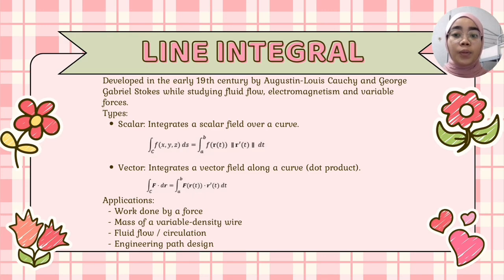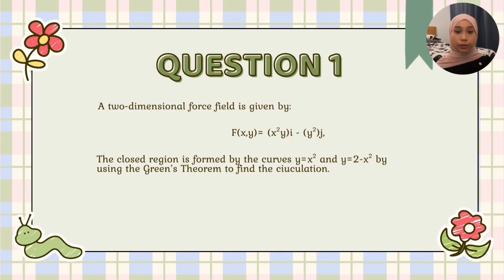There are many applications of line integral, for example work done by a force, mass of a variable density wire, fluid flow or circulation, engineering design, and others. So I will be explaining question 1, where we will determine the circulation of a two-dimensional force field using Green's theorem. We are given a force field acting on a narrow horizontal surface, which may represent water flowing across a shallow basin or air moving over a flat structural panel. Understanding the circulation of this force field is important as it helps predict rotational motion that may cause material stress, erosion, and inefficiencies in engineering designs.